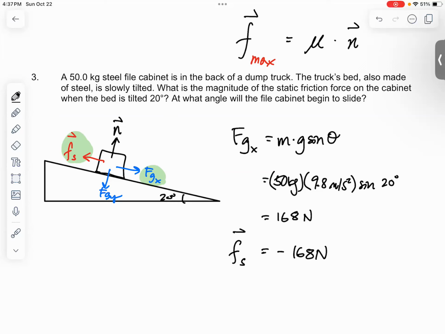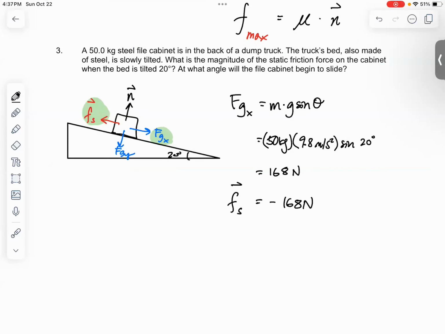Right now, the next part is a bit more challenging, and I want to go ahead and explain a bit more about the second part of the question. Now, it says, at what angle will the file cabinet begin to slide? Okay, so now, there's one piece of data I should give to you that's not on the paper yet, and that is this. I need to give you the coefficient of friction.